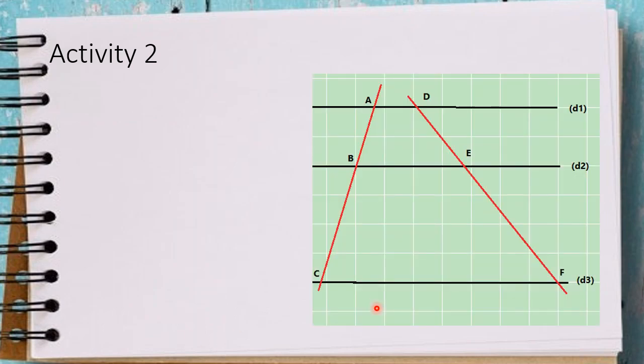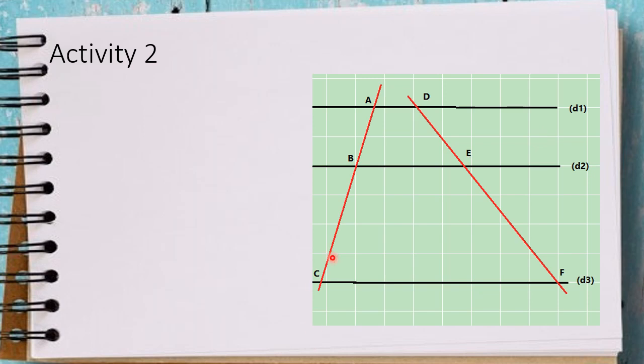Okay, in activity 2, we have the condition in which the distance between D1 and D2 and the distance between D2 and D3 are not equal. So we do not have the same distances as in part A, or as in activity A. And let's see what happens.